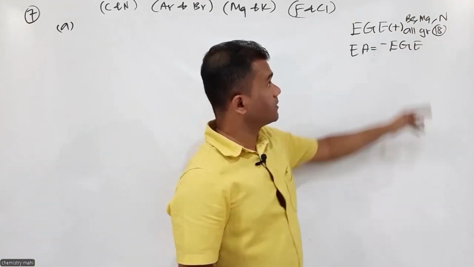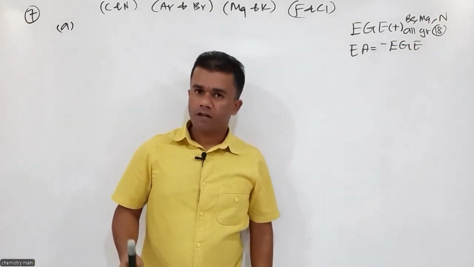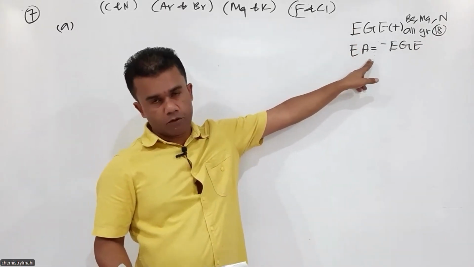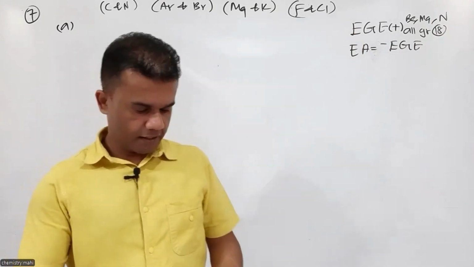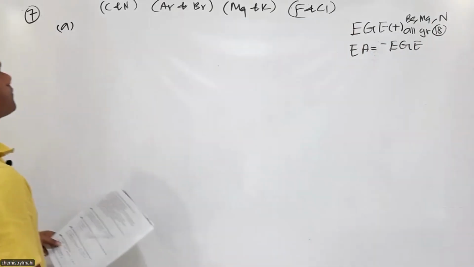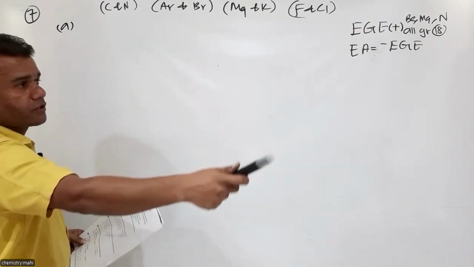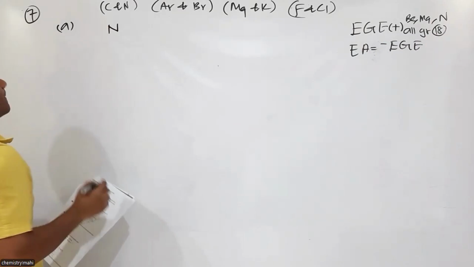These are where we get positive electron gain energy. Beryllium, yes, I put magnesium, I put nitrogen, yes. And group 18 can be positive. Then these elements can have negative electron affinity, because if electron gain energy is positive, electron affinity can be negative. That's what they ask. Hurry. What about carbon, nitrogen? Out of carbon, nitrogen, nitrogen has positive electron gain energy. So electron affinity should be negative. So your answer should be nitrogen.